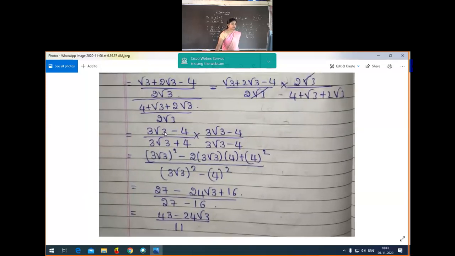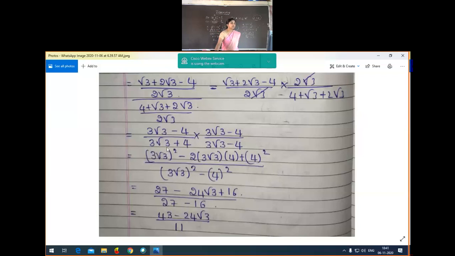So here, numerator multiplication. You can observe the numerators are the same. 3 root 3 minus 4 into 3 root 3 minus 4. Here we can observe the (a minus b) whole square formula, that is a square minus 2ab plus b square, divided by, here we can observe the (a plus b) into (a minus b) identity, that is a square minus b square.